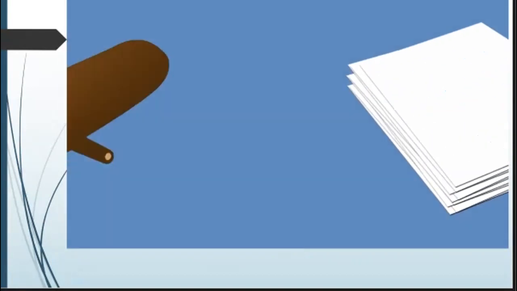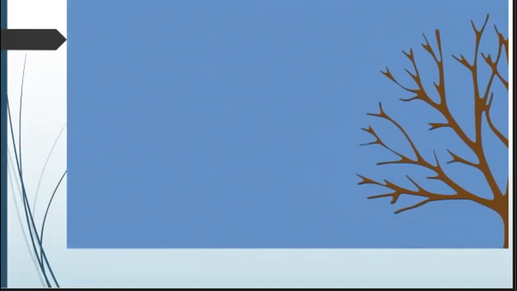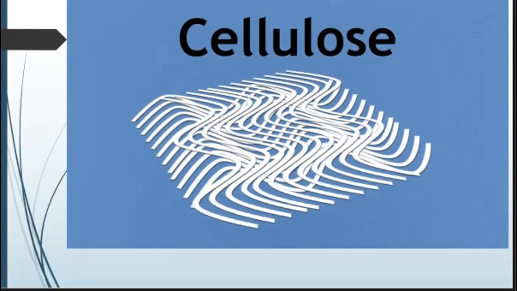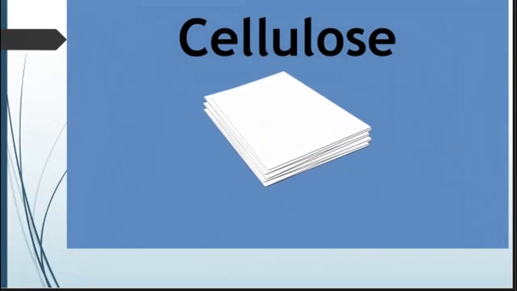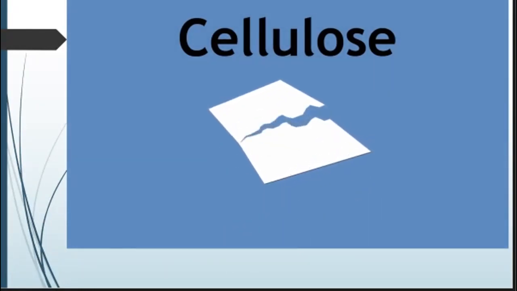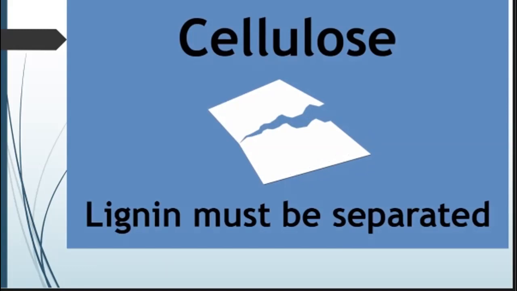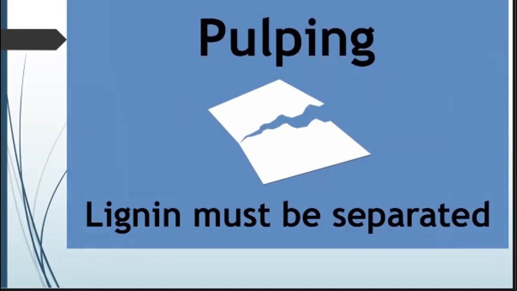Paper comes from wood, which comes from trees. Paper is in fact made from cellulose. It is just layers of cross-linked cellulose fibers. If you tear a piece of paper and look closely, you will see those fibers. When paper is made, lignin must be separated from cellulose in a process called pulping, or else we would not be able to fold or crumple it.